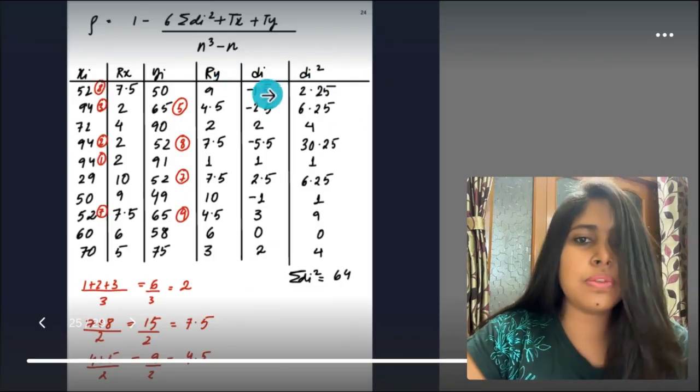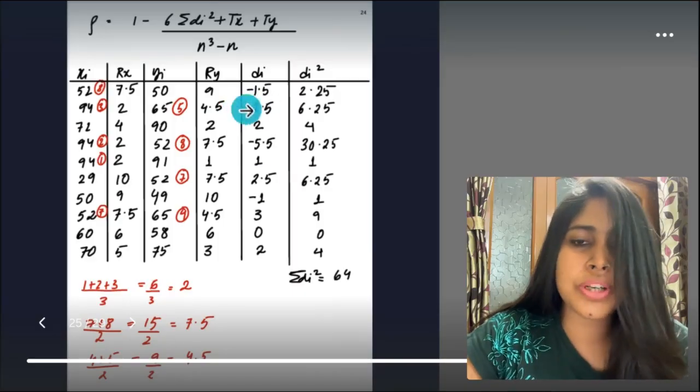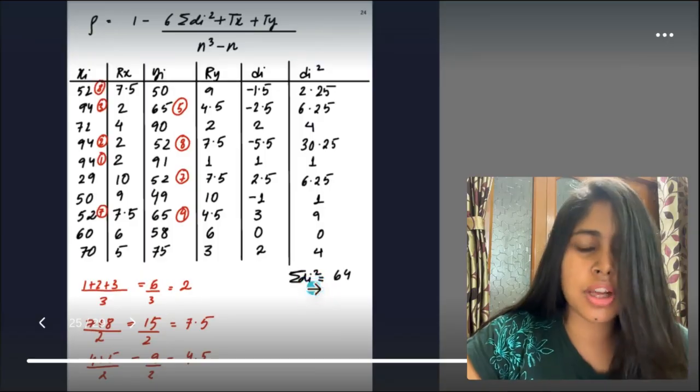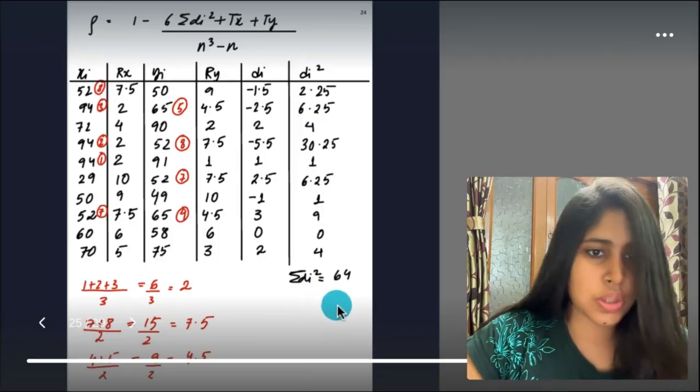And then for di square, we square these numbers. Minus 1.5 whole square is equal to 2.25, and like this we calculate all the values. And then the summation of di square is equal to 64.